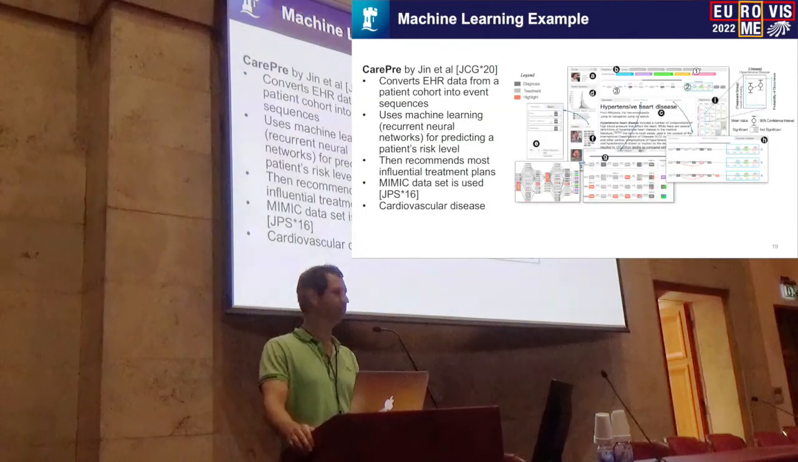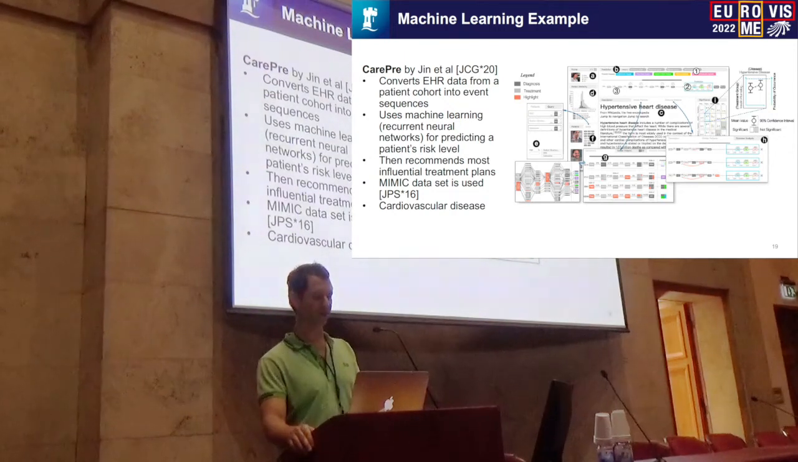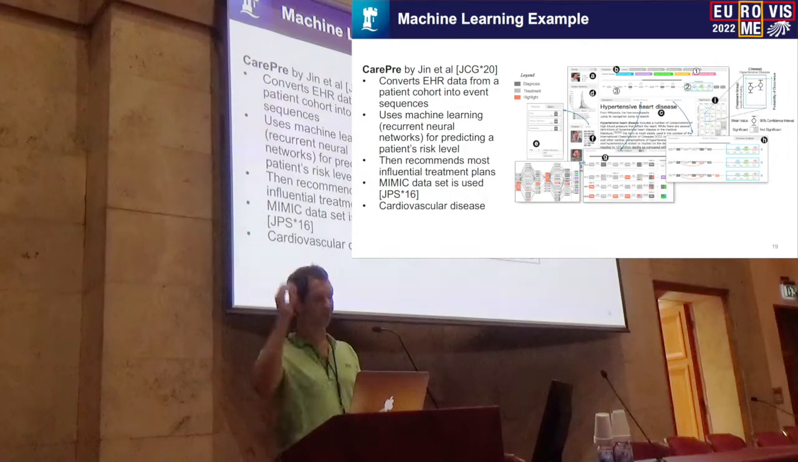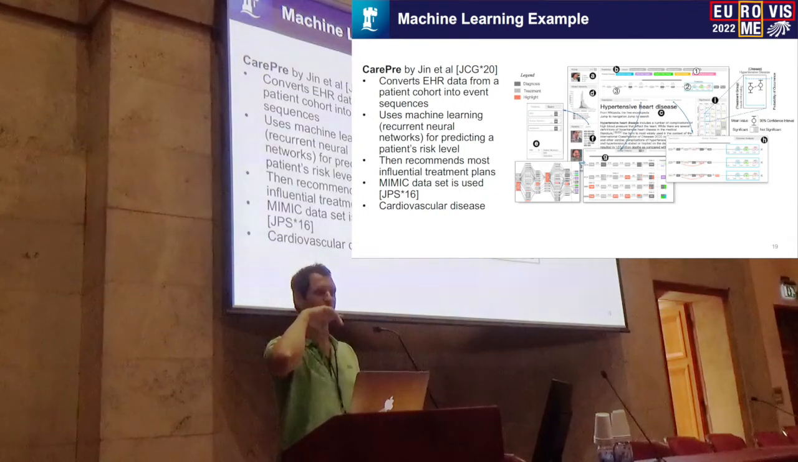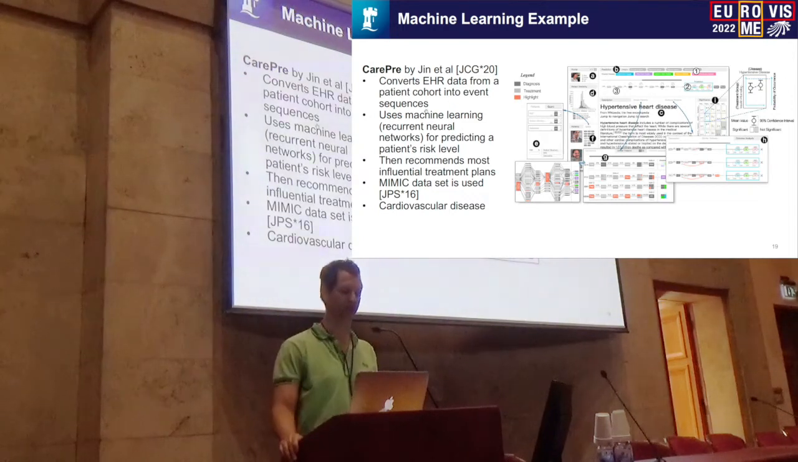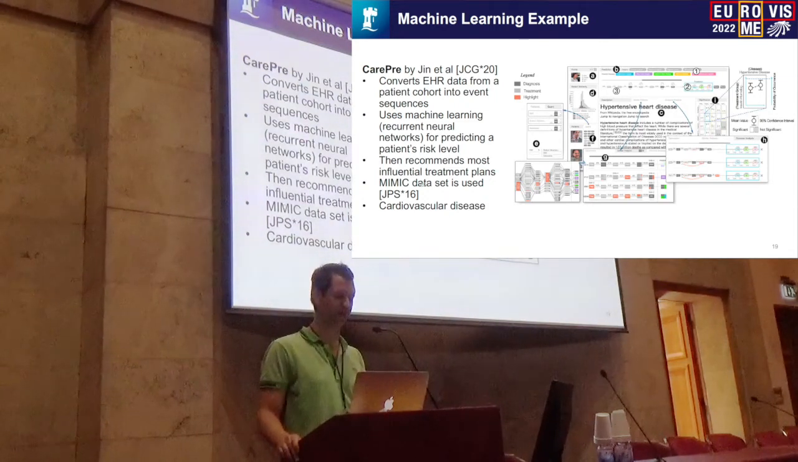Here is an example paper from the machine learning category. I don't think anybody's too shocked or surprised that there's a machine learning category there for EHR visualization papers. CareFlow by Jin et al. converts EHR data from a patient cohort, so a group of patients, into event sequences. This is one of the popular themes, trying to understand the sequence of events that occurs in hospitals, for example. And it uses a machine learning technique for predicting a patient's risk level, so risk for developing some sort of a diagnosis, and then recommends the most influential treatment plans based on that prediction. And it uses a very popular healthcare data set.